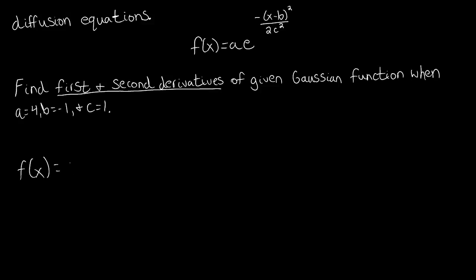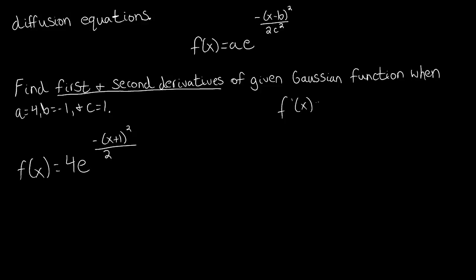So here, a e would turn into 4e raised to negative x minus a negative 1, which is going to turn into plus 1. This is all squared over 2 times c squared, which is 1 squared, or 1, so 2 times 1 is just 2. So this is our function, and this is what we're dealing with for the remainder of this question. Now we're asked, what's the first derivative of this?